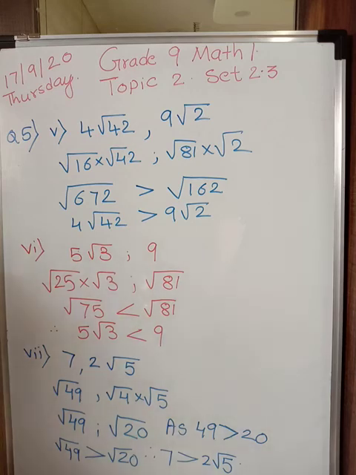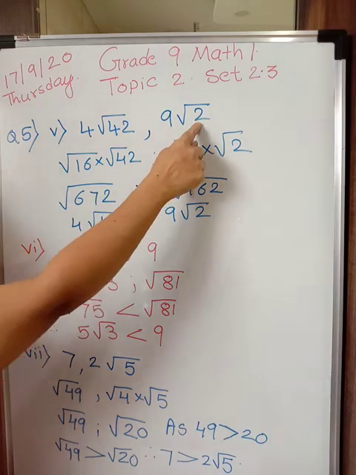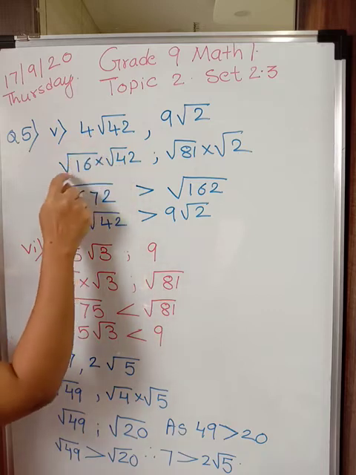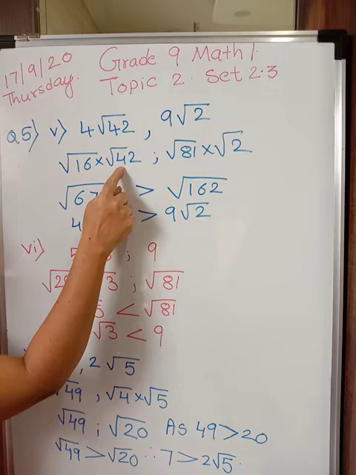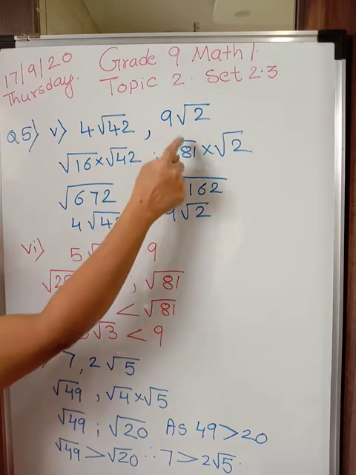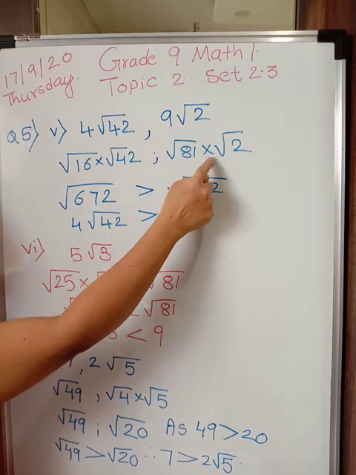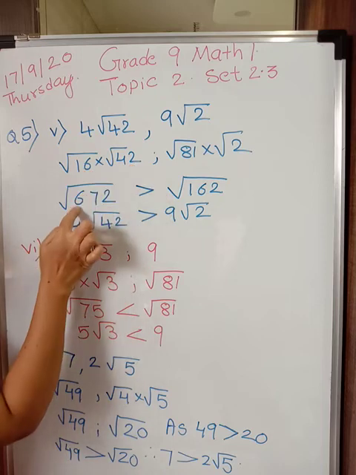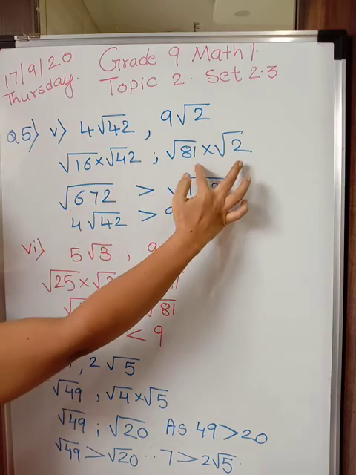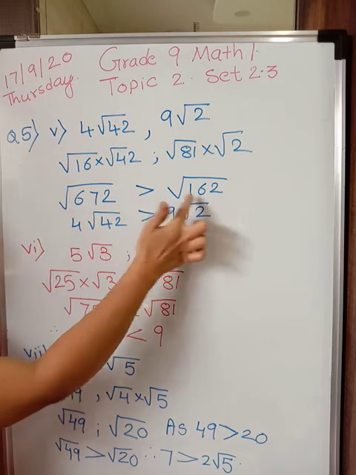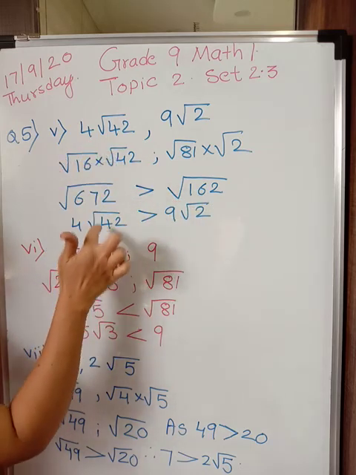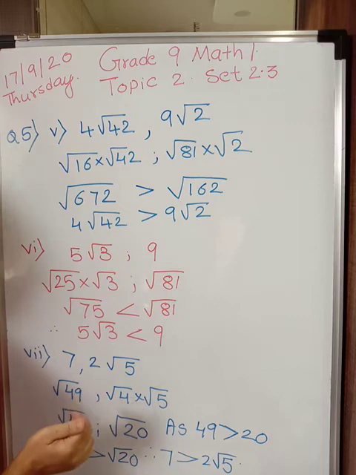Let's see the remaining problems now. So we have 4 root 42 and 9 root 2. 4 square, put it under the root, provided the order is 2 here. So 16 into 42. Here 9 square is 81, so the square root of 81 into root 2. Multiply these two, you get 672. Multiply these two, you get 162. 672 is obviously greater than 162 and therefore 4 root 42 is greater than 9 root 2.